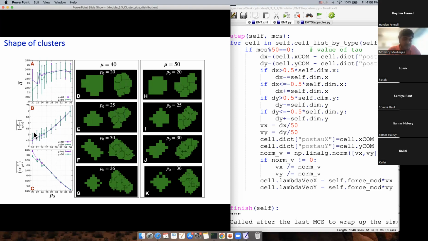This thing can be measured by different parameters. One thing is called shape index. That means it is the perimeter divided by the square root of area. The shape index, as you see, as P0 increases, it is increasing. That means the cell becomes elongated. Or you can calculate the circularity of the cell. Circularity is decreasing. For a perfect circle, it is 1.